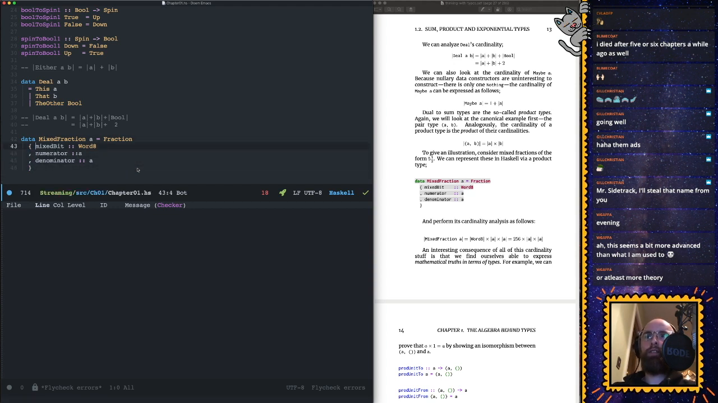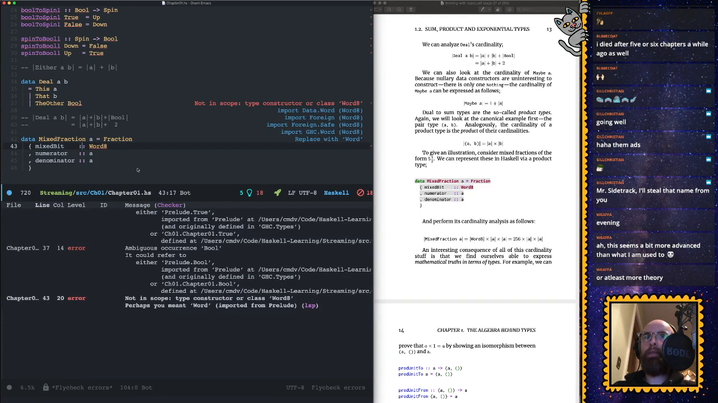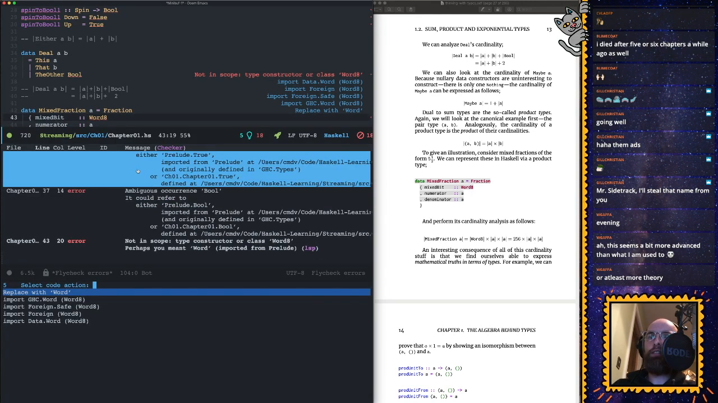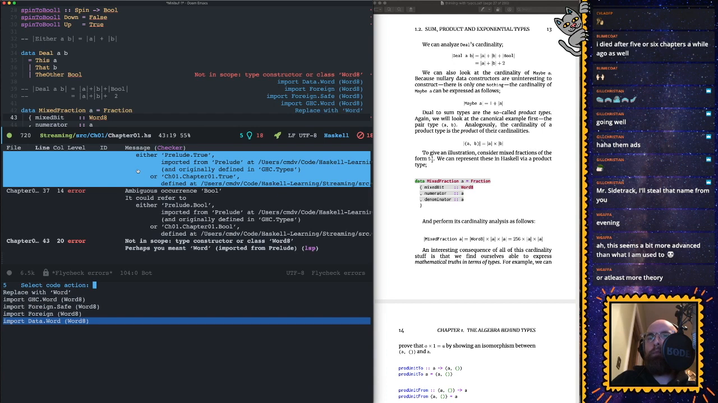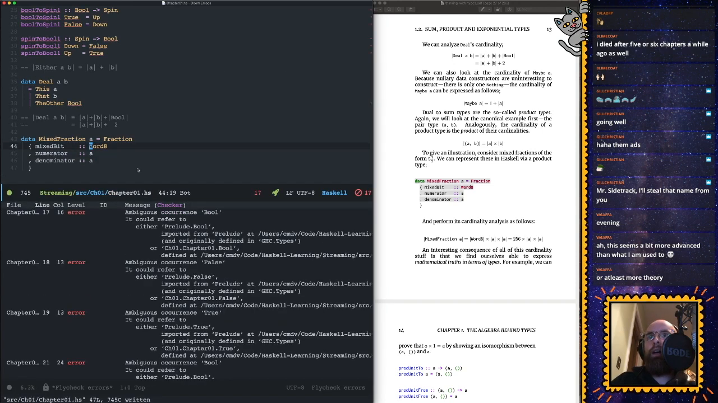Okay, so we've got a data type called MixedFraction A. Its constructor is Mixed, with a whole part which is an A, a numerator which is an A, and a denominator which is also an A. And here we go, now we're going to see some Haskell language server. Let's have a look. What should we do? We'll bring it in from Data.Word. It's not going to be happy because of all my False and True.